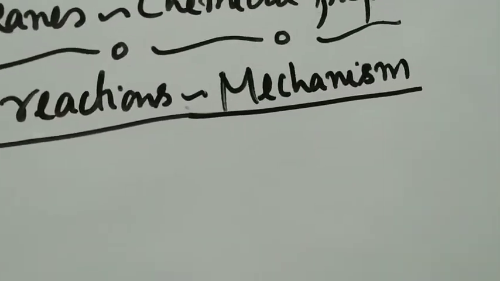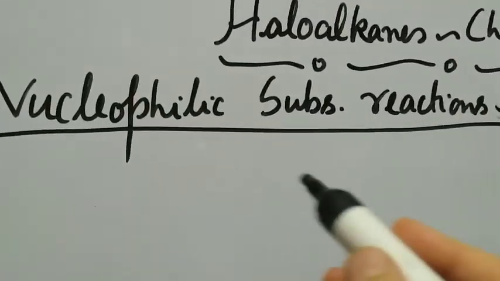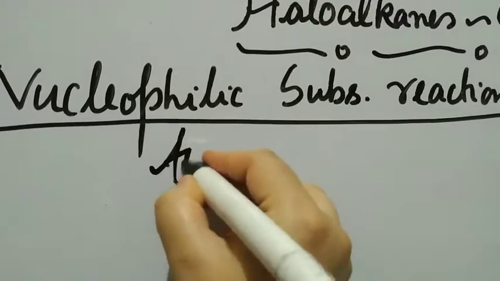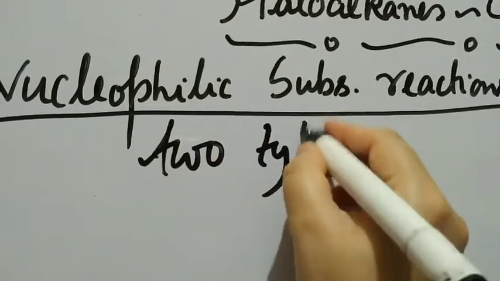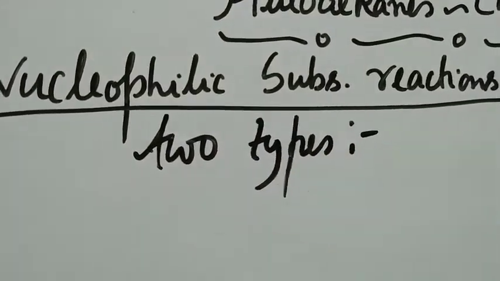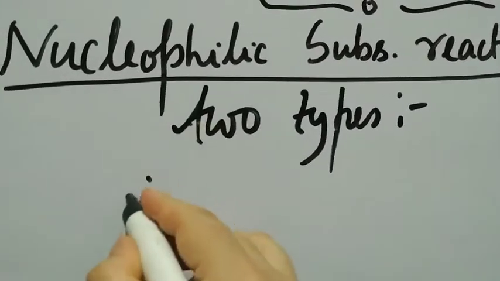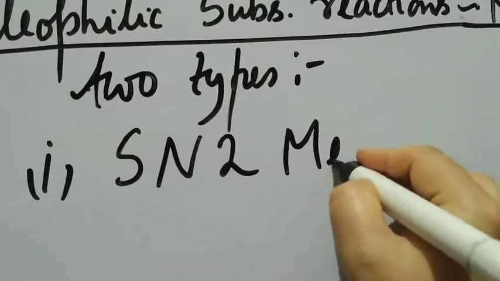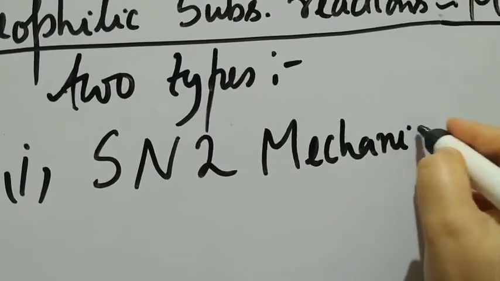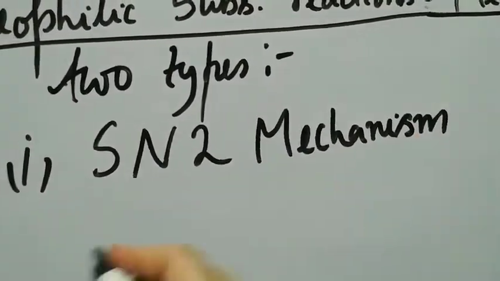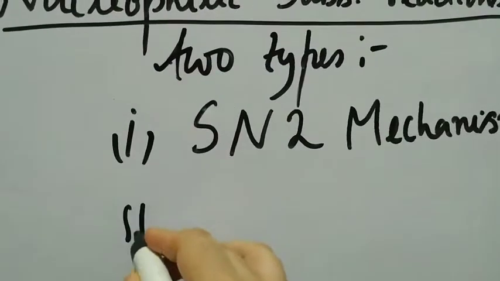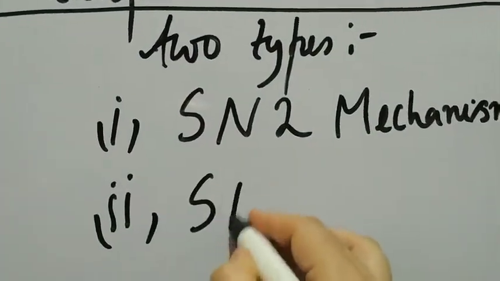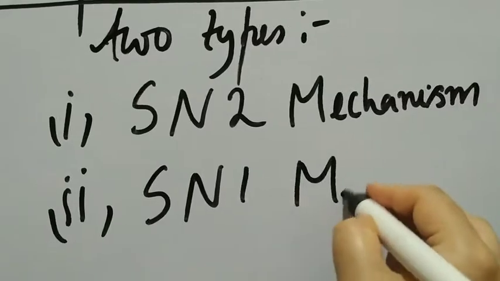Now, as far as the mechanism is concerned, these nucleophilic substitution reactions are of two types. You must have heard the names, they are so common. The first one is the Sn2 mechanism. The substitution can take place by Sn2 mechanism, or it can take place by Sn1 mechanism.